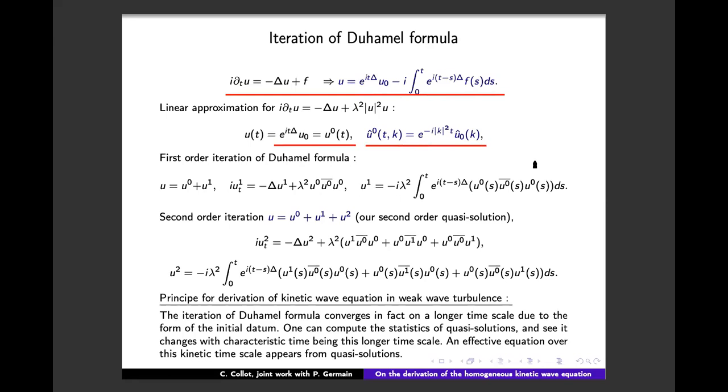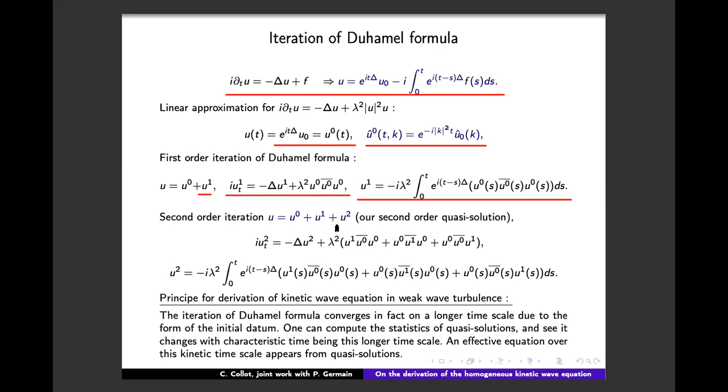Then, if this is to leading order my solution, what will be the next nonlinear effect? Well, this will be the nonlinear effect created by this first order approximation. So I'm doing an iteration of Duhamel formula, a kind of Banach-Picard iteration. And so I will add a correction U1, and U1 will solve a Schrodinger equation with forcing being the one created by U0. I have a formula for U1. U1 is just a Duhamel formula, and I put inside the linear evolution of my initial data. And I keep doing this way.